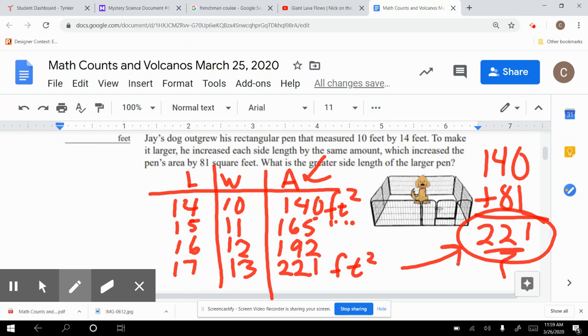It says, what is the greater side length of the larger pen? That would be 17 feet. All right, let's move on here.